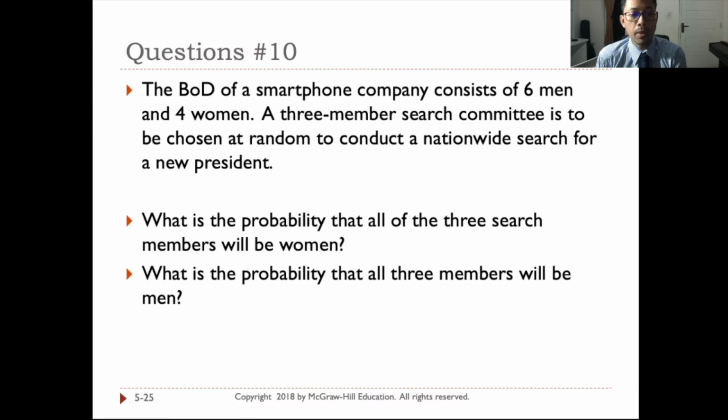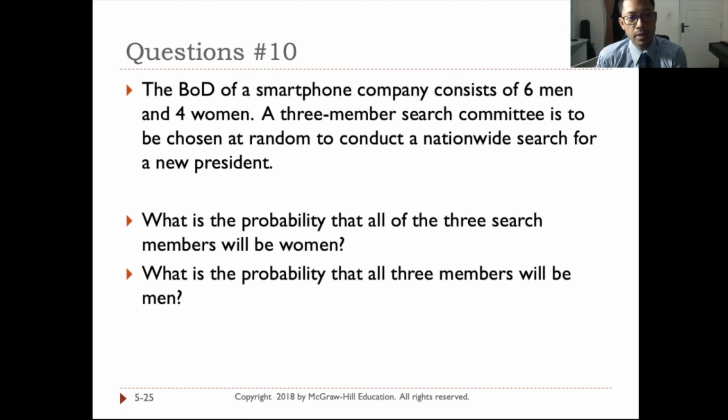So it's going to be the probability that the first one is a woman multiplied by the probability that the second one is a woman conditional on the first one being a woman, and then the probability that the third is a woman conditional on the first and the second being women. So it's going to be 4 over 10 multiplied by 3 over 9 and then multiplied by 2 over 8. Okay, so that's the probability that all 3 search members will be women.